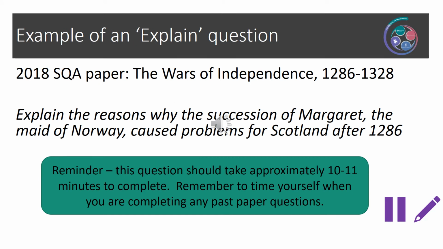We're now going to look at an example of an explain question, followed by an exemplar answer. Today's explain question has been taken from the 2018 SQA past paper, and it's from the Scottish context on the Wars of Independence. The question itself: explain the reasons why the succession of Margaret, the Maid of Norway, caused problems for Scotland after 1286. As this is an explain question, it's worth 6 marks.